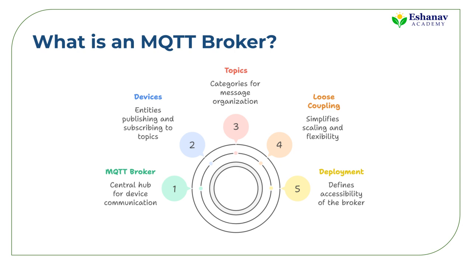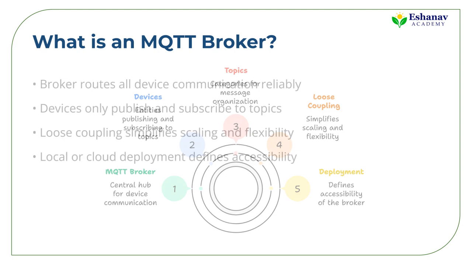An MQTT broker is like the air traffic controller of IoT messaging. Devices don't talk directly to each other. They all report to the broker, which then routes messages to whoever is subscribed. This makes your system loosely coupled. The devices don't care who is listening, as long as the broker is available. In practice, this means you can have 10 ESP32s publishing data and a dashboard, mobile app, and storage service all subscribing simultaneously without the devices ever knowing about each other.